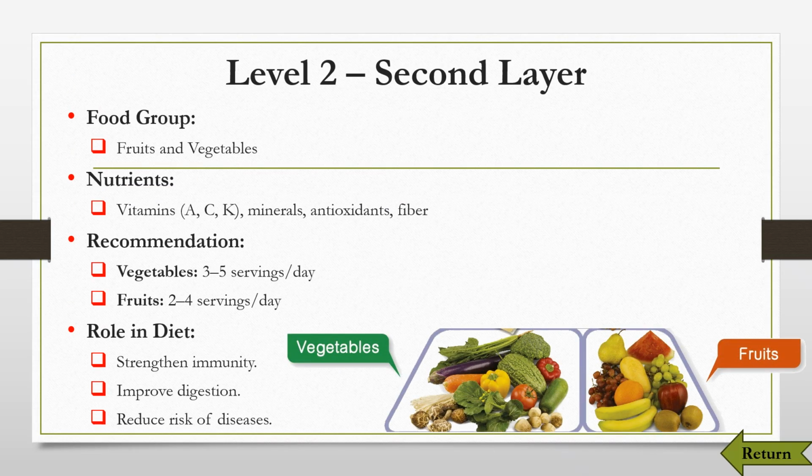Level 2 Second Layer. The next layer has fruits and vegetables. Recommendation: 3 to 5 servings of vegetables and 2 to 4 servings of fruits daily. They give us vitamins, minerals, antioxidants, and fiber. Want glowing skin and good immunity? Then don't forget your fruits and veggies.